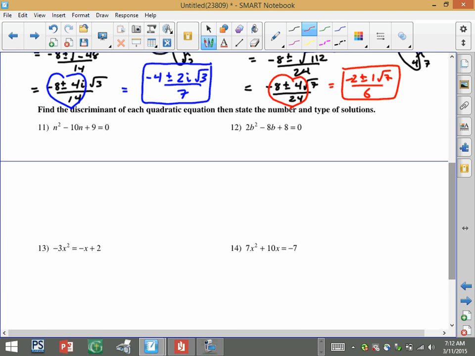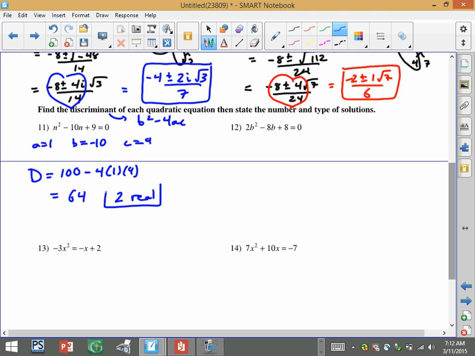And then finally, these last 4 problems, find the discriminant. Remember the discriminant, that was just b squared minus 4ac. No square root involved. So here just label a, b is negative 10, c is 9, and just plug it in now. So the discriminant, I'm going to call that big D, equals b squared. So negative 10 squared is 100, minus 4 times 1 times 9. So that's just 100 minus 36. Discriminant is 64, which means it's positive, so it has 2 real solutions.